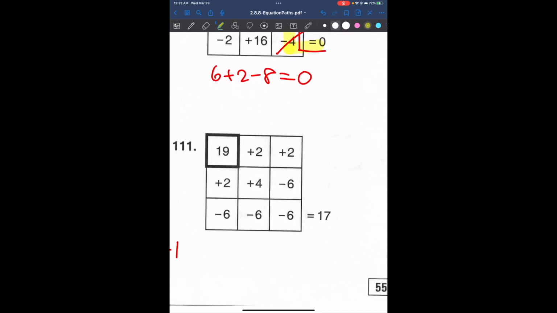So here the starting number is 19, and we want to end with 17. And so for the path, we want a path that eventually adds up to -2.